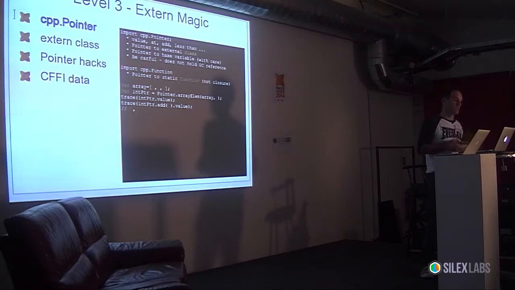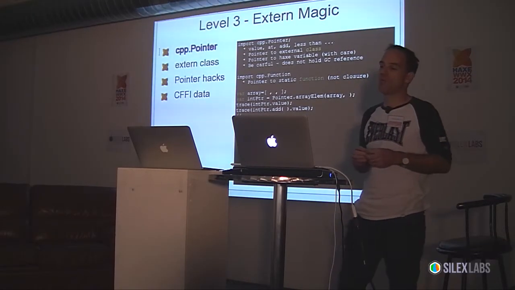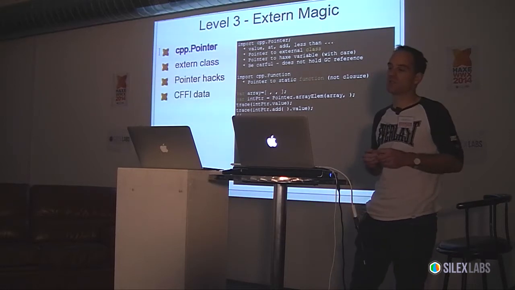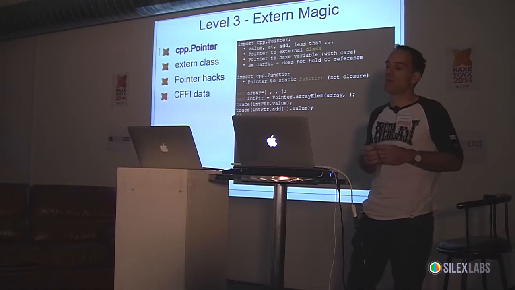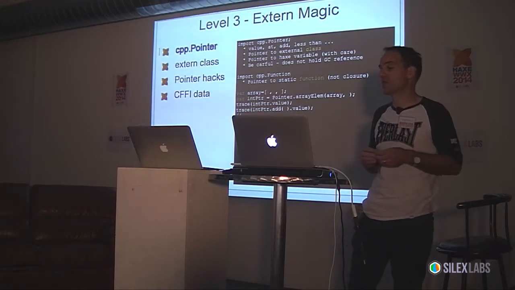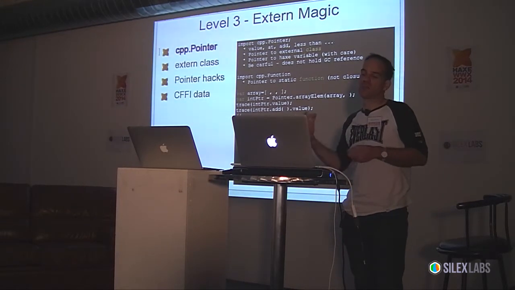There's also the CPP function, which is a function pointer. And at the moment, you can take the address of a static function, which is the traditional C-style function pointer. You can't use a closure or a member function pointer because they require extra data. Traditionally, the C guys get around this by just making the first parameter to the static function the actual class that you want to work on.